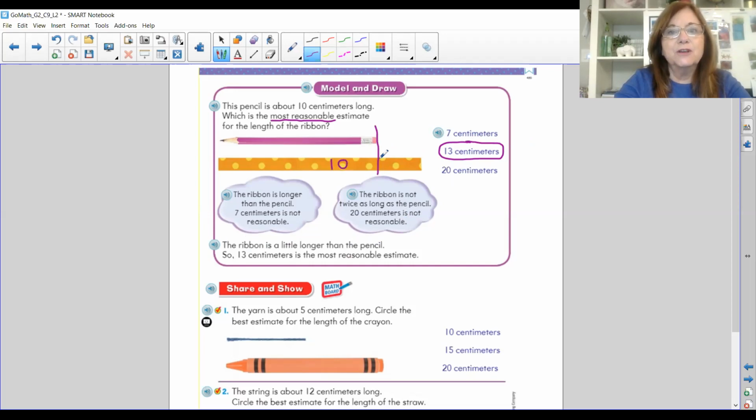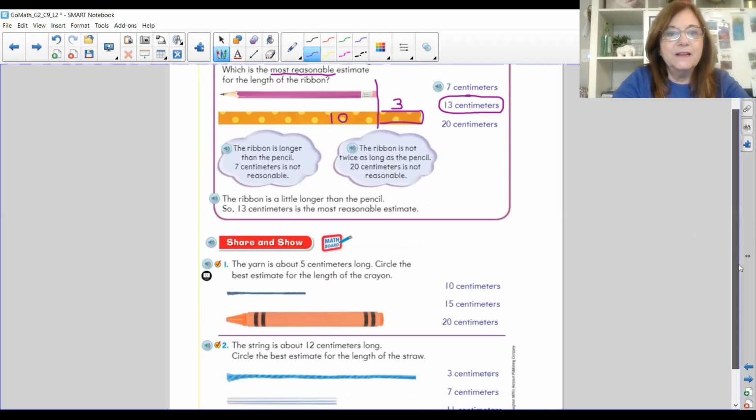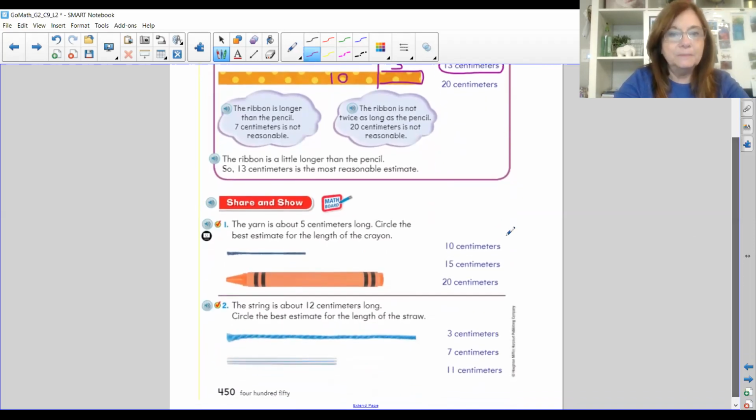Now, this section right here does not look like another 10, because this section here is 10. This looks like it might be 3 or 4. So this section here is about 3. Okay, and then as we get down to the bottom, the yarn, let's look at this little piece of yarn here. It's about 5 centimeters long. This yarn starts here and it ends here.